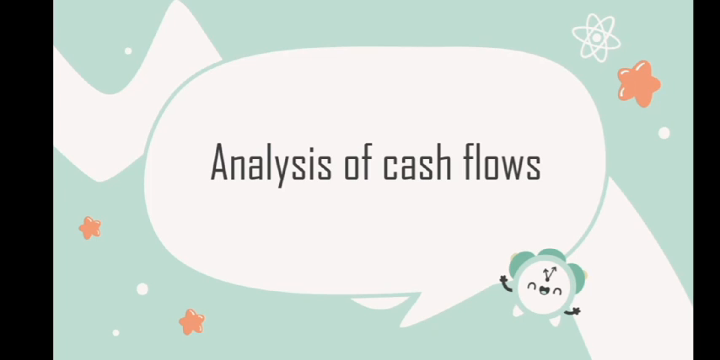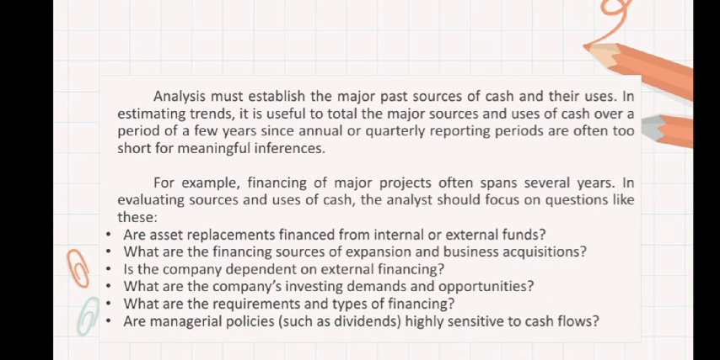Analysis of cash flow. Since conditions vary from company to company, it's difficult to formulate a standard analysis of cash flow. Nevertheless, certain commonalities exist. Analysis must establish the major past sources of cash and their uses. In estimating trends, it's useful to total the major sources and uses of cash over a period of a few years, since annual or quarterly reporting periods are often too short for meaningful inferences. For example, financing of major projects often spans several years in evaluating sources and uses of cash.